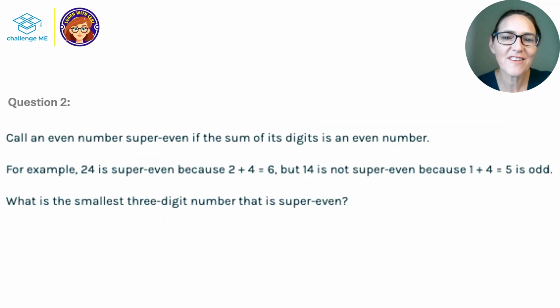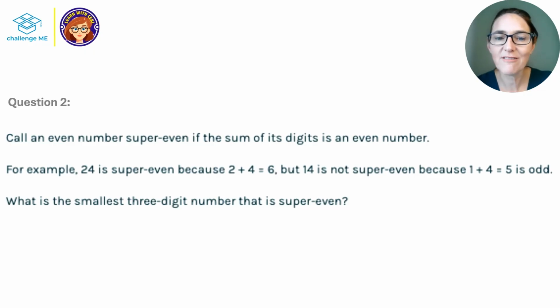Let's have a look at the super even question. I don't know if you remember this one. Call an even number super even if the sum of its digits is an even number. For example, 24 is super even because 2 plus 4 is 6, but 14 is not super even because 1 plus 4 is 5, which is odd. What is the smallest 3-digit number that is super even?